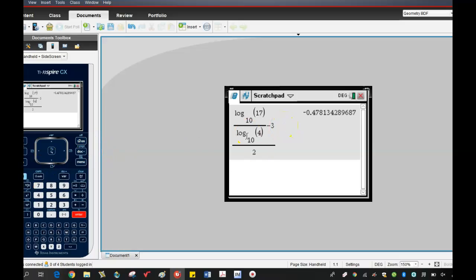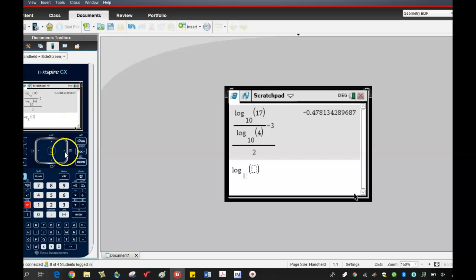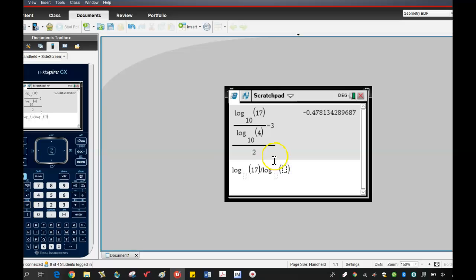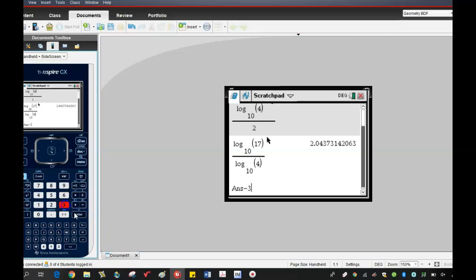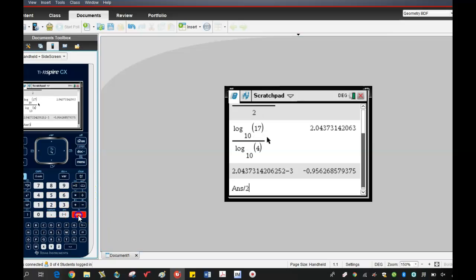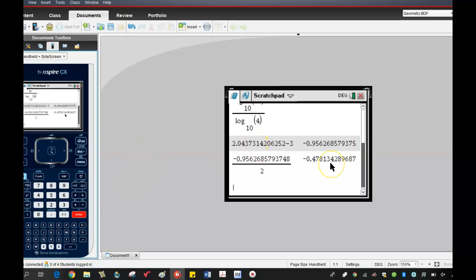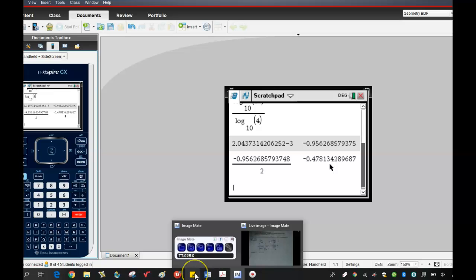And if I don't want to, I can take the log of 17, divide it by the log of 4, and find out what that value is. Alright. And then I can subtract 3. And then I can divide by 2. It just depends on how you want to do that operation. It does say round to the nearest thousandth, so that's 3 decimal places. So that would give me x equals negative 0.478.